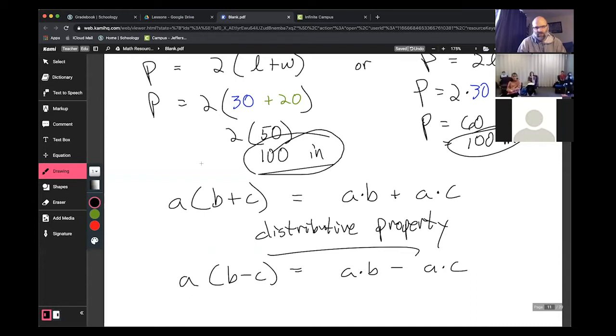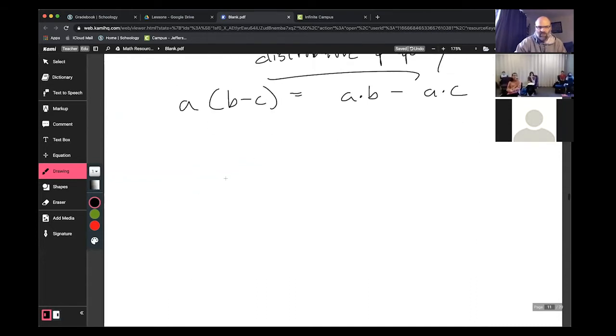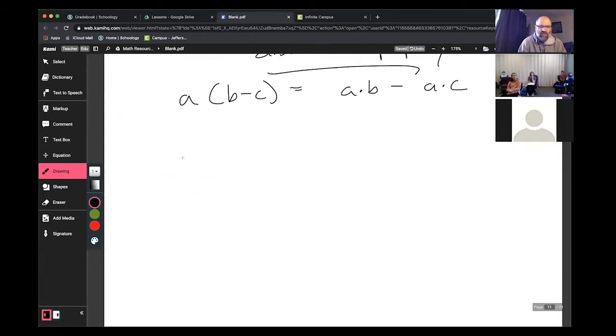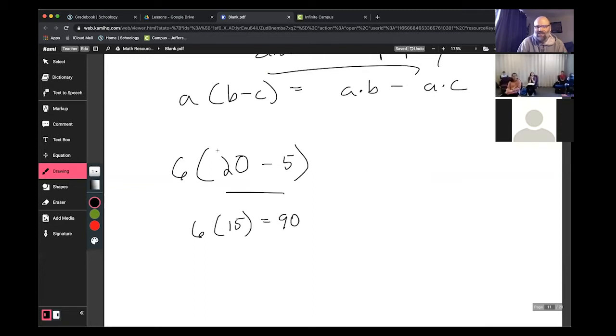Let's just do one more. We're just going to do one more example just to drive it home. We'll try one with subtraction. So try this both ways. You can do what's inside parentheses first. That's what normal people do, but we're going to challenge ourselves and do this a little different. So we know that that's 15, and then 6 times 15 is 90. But let's do the distributive property and see if we get the same answer. Okay, so try that, and I'll be right behind you.